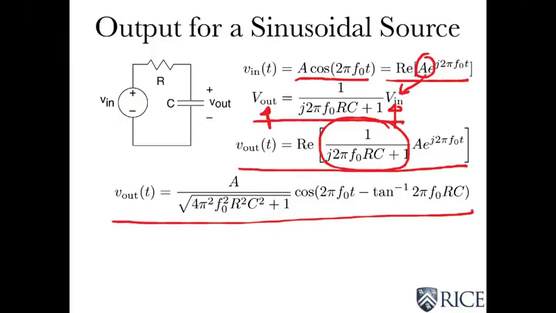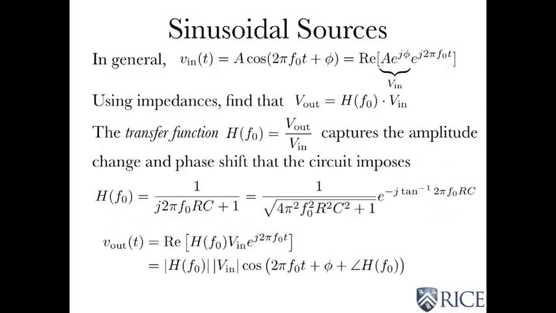Now, let's handle a little bit more general case. Suppose the source had a phase. Well, the way that works out is now Vin is A e to the j theta. So it really is a complex number now. Using impedances, we're always going to find that the complex amplitude of the output is equal to something, whatever the circuit does, times the complex amplitude of the source.